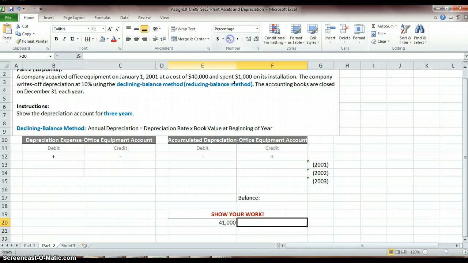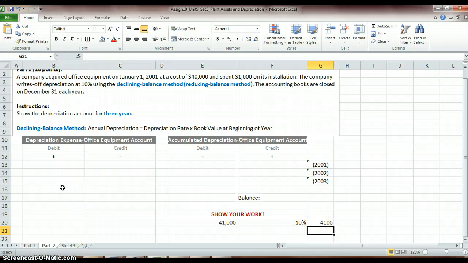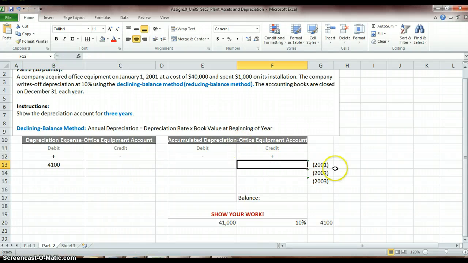And we're going to take that times, again, it wants us to use 10%. So I'm going to do a little multiplication here. Gives me $4,100. So that's year 1. In the first year, we're losing $4,100 in value in this office equipment. So that increases my expense account. It's also going to increase my accumulated depreciation account.